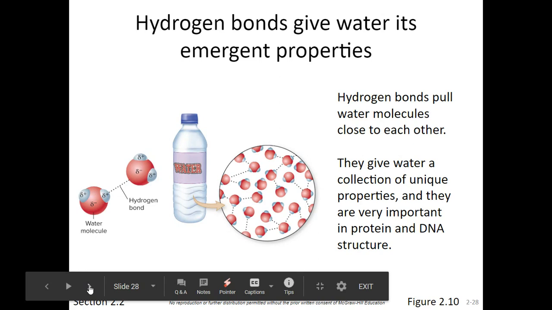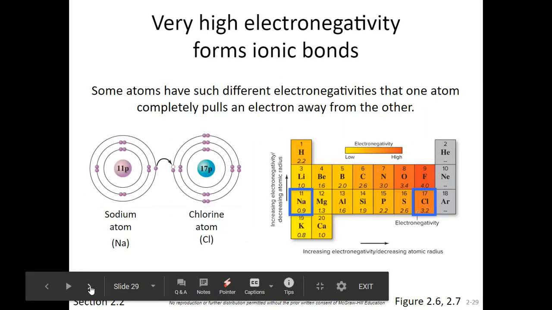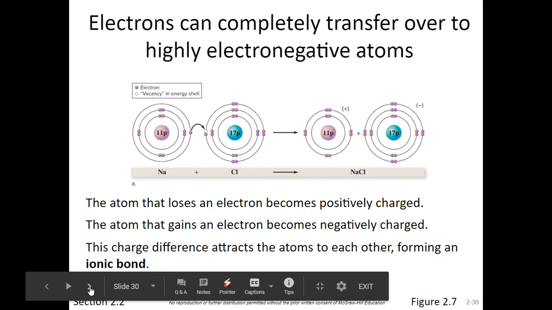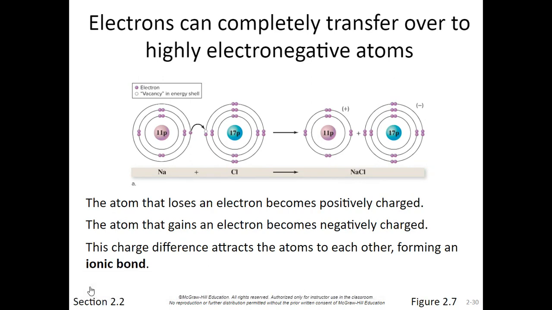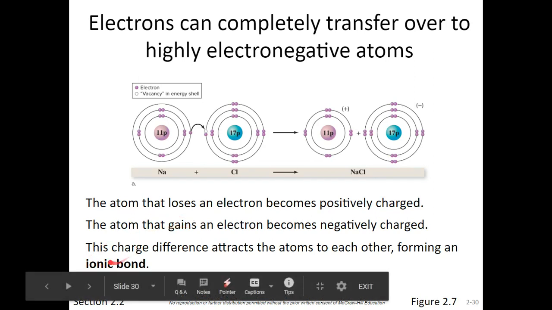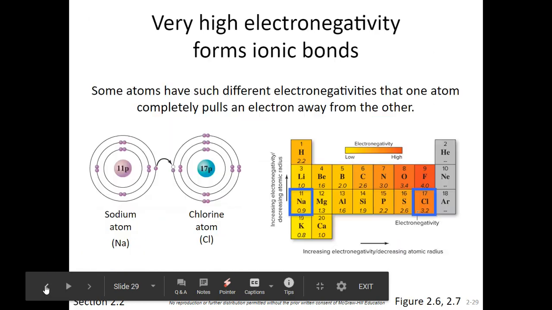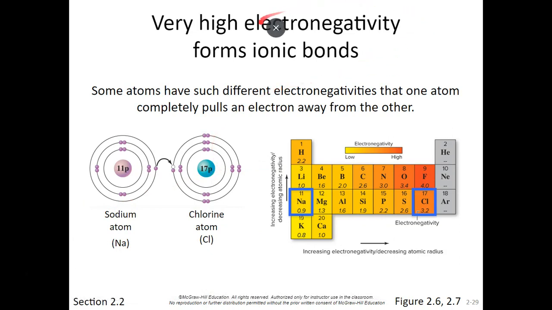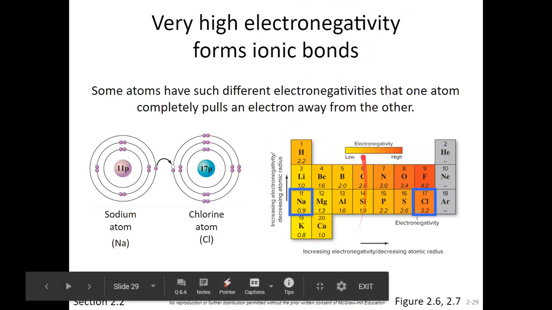And that is how the hydrogen gives water its emergent properties. Now you can see very high electronegativity forms ionic bonds. You can see that electrons completely transfer to highly electronegative atoms. Now, before we talk about these, pay attention to this. This charge defines that atom to each other. Now, what charge were we talking about? Electronegativity. This side, as I said, positive, this side I said negative.